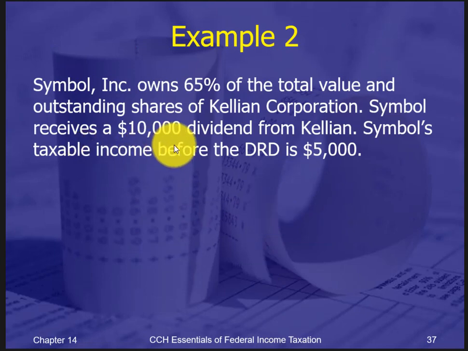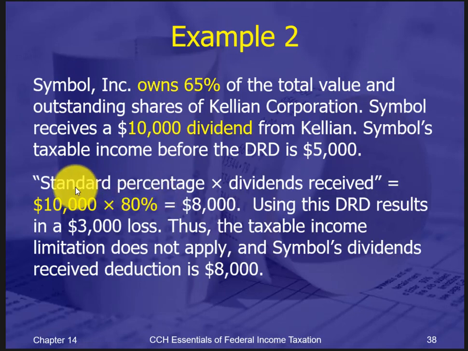Well receives a $10,000 dividend from Killian. Simple, taxable income before the DRD is $5,000, so pretty low taxable income. 65% is in 80%, right? It's the standard percentage. So if we use the 80% of 10,000, that would be 8,000.